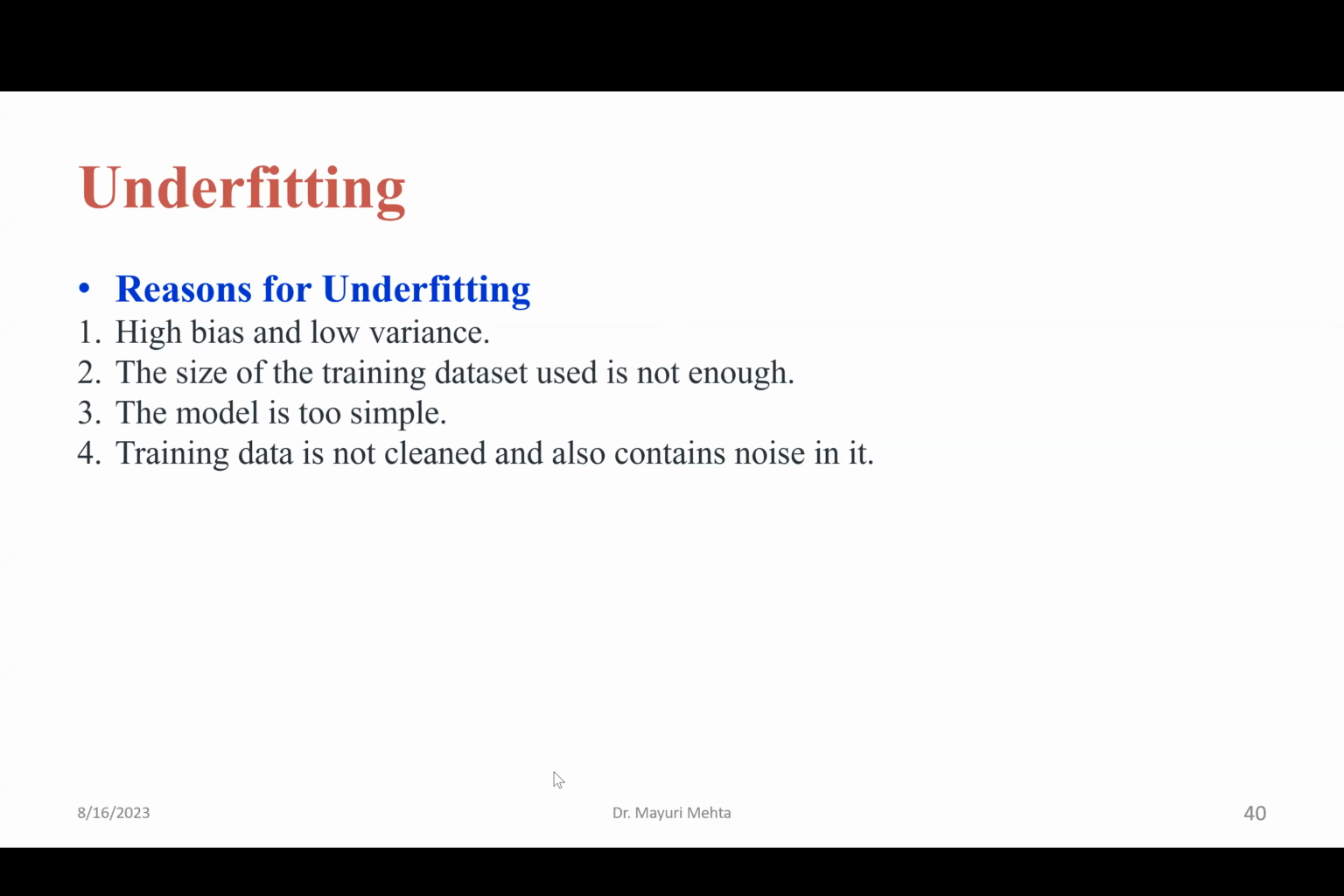The second reason is that the size of the training data set used is not enough. The third probable reason is that the model is too simple. The architecture of the model which we are using is too simple. It is not able to learn the patterns or the underlying trends in the data. Then underfitting may occur because the training is not good, it has not learned well, and if it has not learned well, it may make wrong predictions. So that is also one of the reasons.